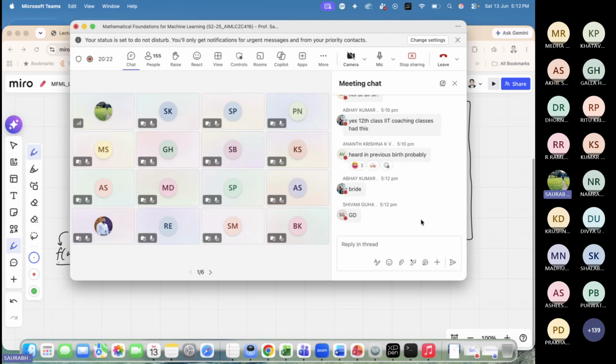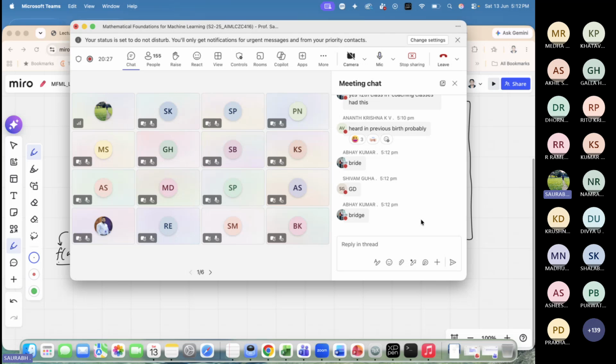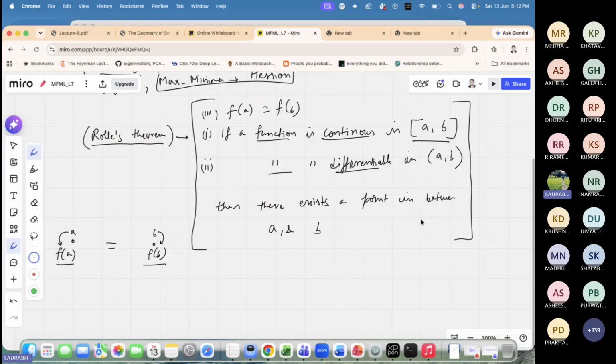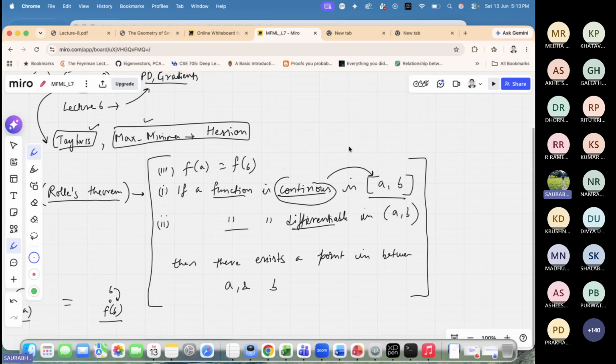Gradient descent, no, not eventually. Bridge, kind of bridge, yes. Continuity. Firstly, let me tell you about these two things. First, continuity. When I say a function is continuous in the closed interval a, b, it means that it includes those two points as well. It needs to be continuous starting from point a.